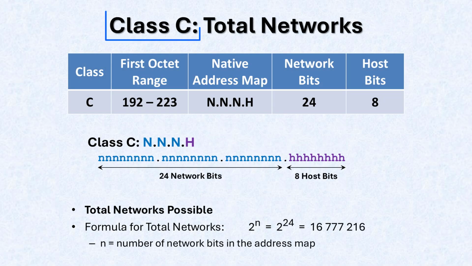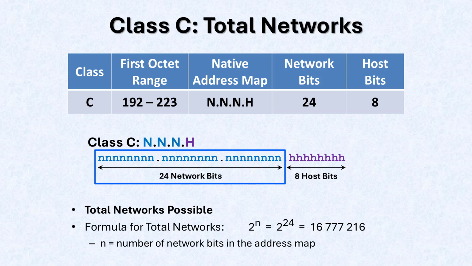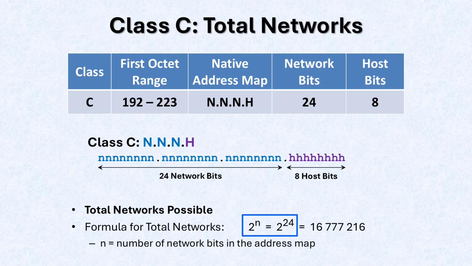Finally, let's consider Class C addresses. To determine the total number of networks in the Class C address space, use formula 2 to the n, where n is the number of network bits in the address map. Since there are 24 network bits, set 2 to the n equal to 2 to the 24th power. This equals 16,777,216.